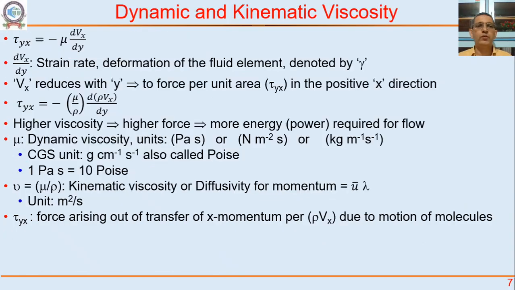Okay, let's go forward. So what we have said is tau yx, the stress, is equal to minus mu dVx by dy. dVx by dy is like the strain rate, deformation of the fluid element. Right? So let's try to visualize that deformation. Suppose this is one packet of fluid, right? Let's look at it from this angle. Let's say these are the two layers, one layer at the top, one layer at the bottom. So imagine this direction is the Vx direction and this direction is the y direction.